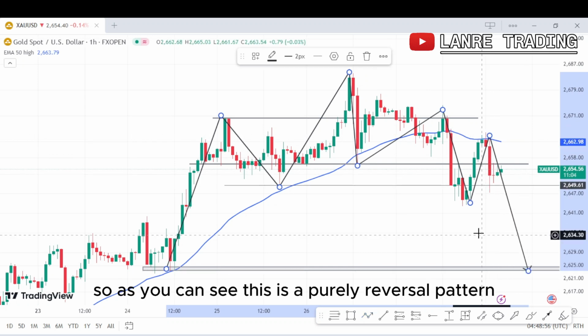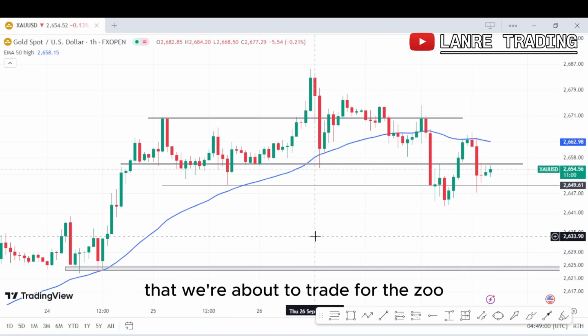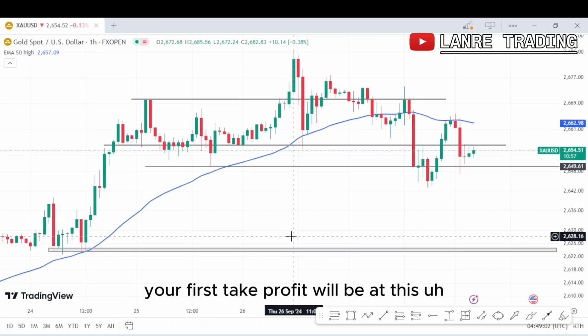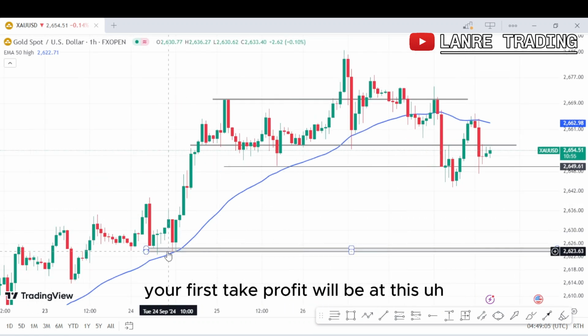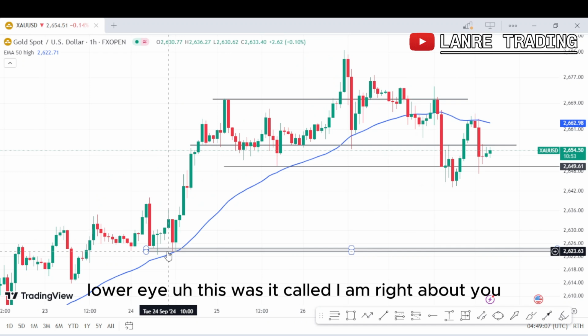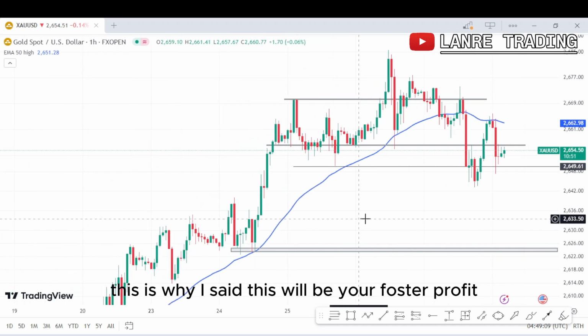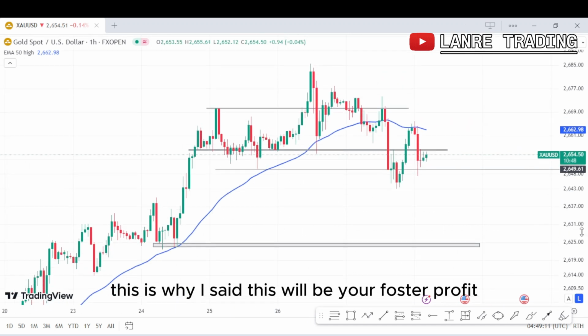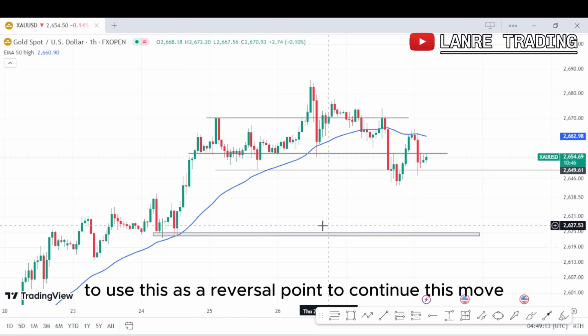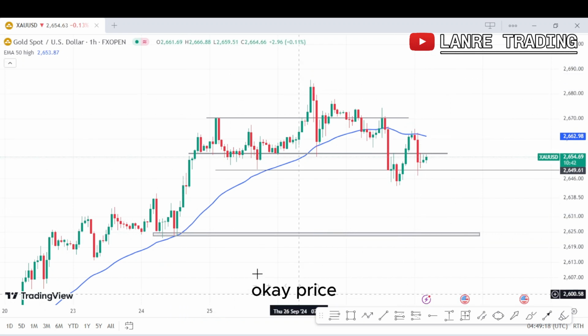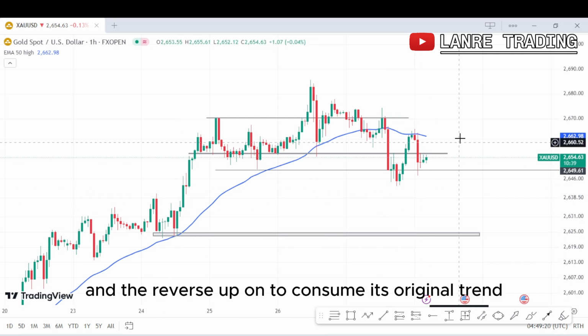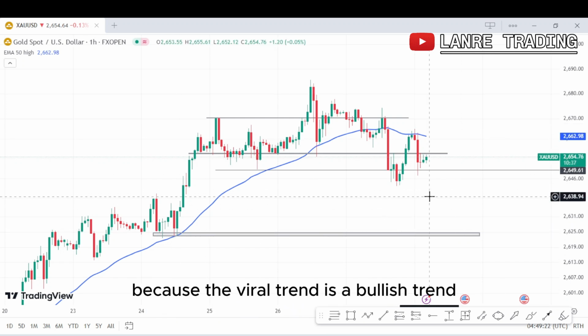As we can see, this is a pure reversal pattern that we are about to trade for this week. And don't forget, your first take profit will be at this higher low right about here. This is why I said this will be your first take profit. And price might use this as a reversal point to resume its original trend, because the overall trend is a bullish trend.